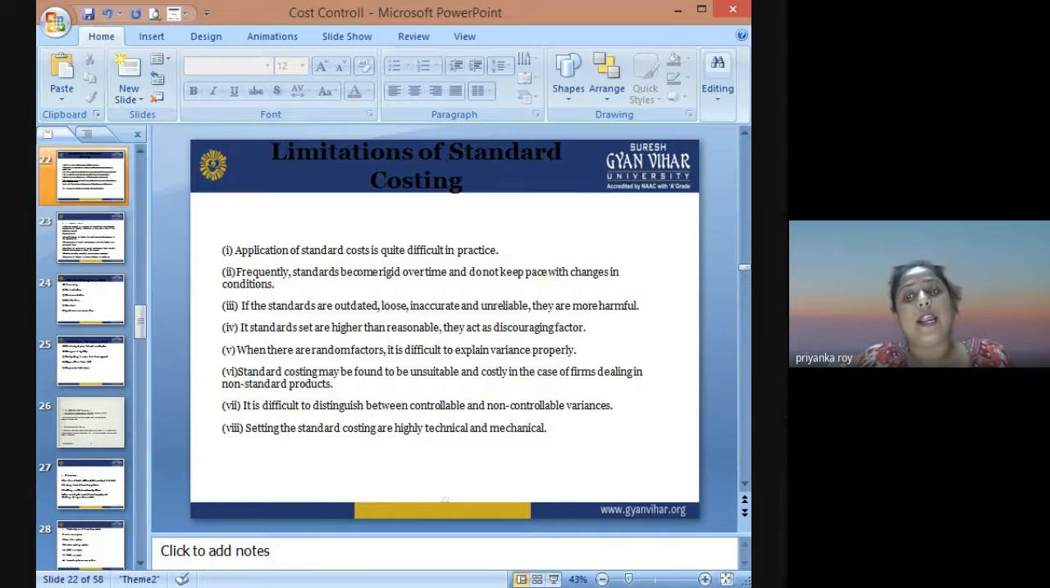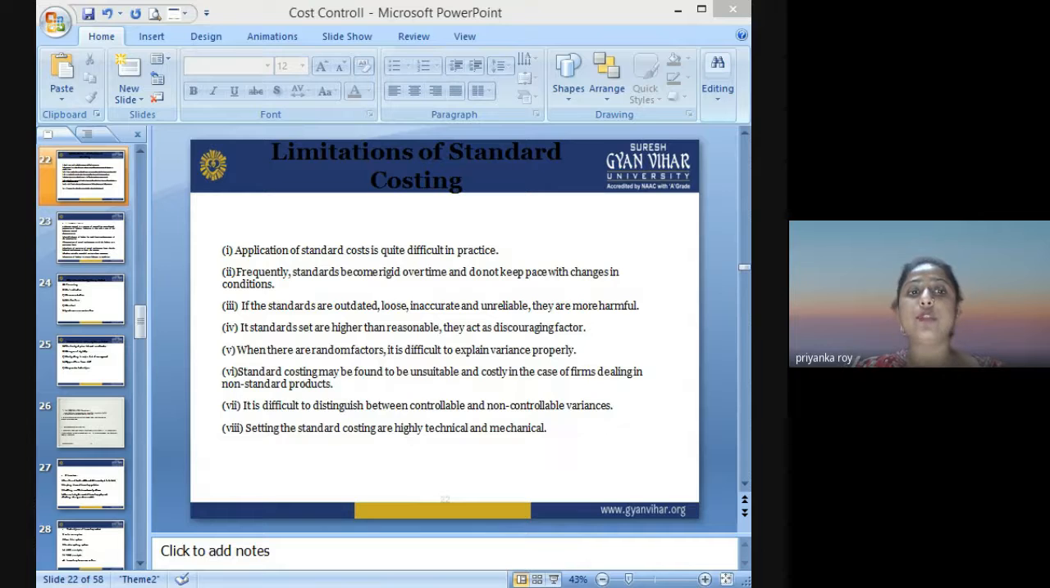Limitations of standard costing. Application of standard costing is quite difficult in practice. Frequently standards become rigid over time and do not keep pace with changes in conditions. So if standards are outdated, they become inaccurate and unreliable, and they are more harmful. So why is it harmful? Because it is not reliable and it is not standardized, right? So if standards are outdated and loose, it is not reliable.